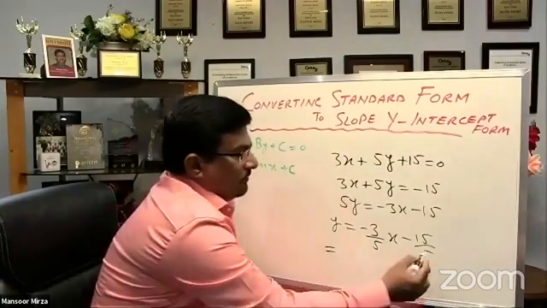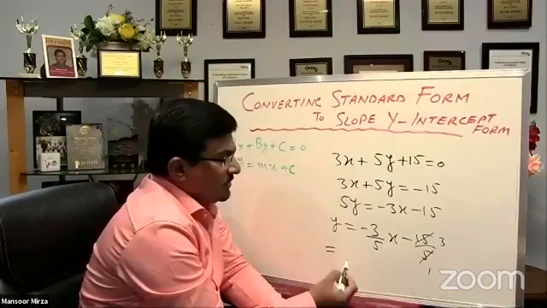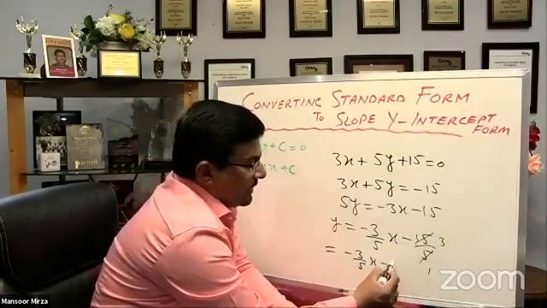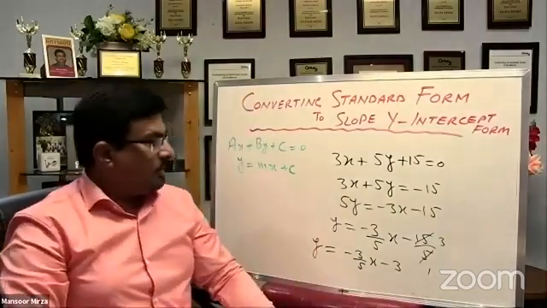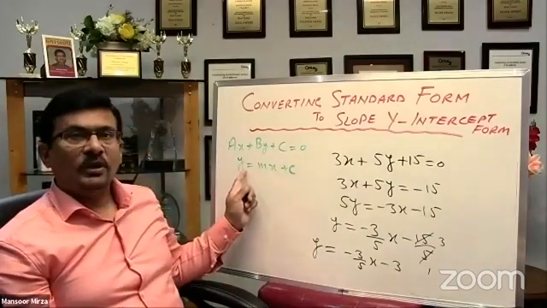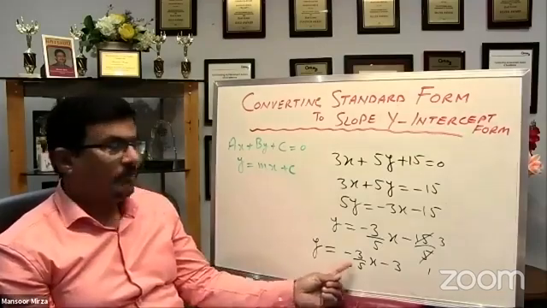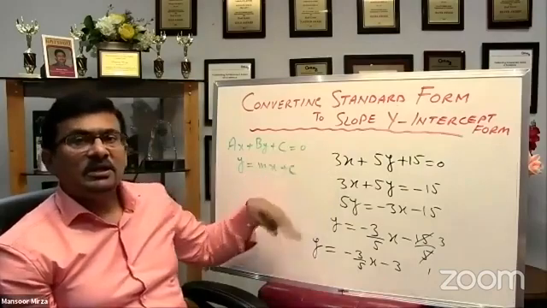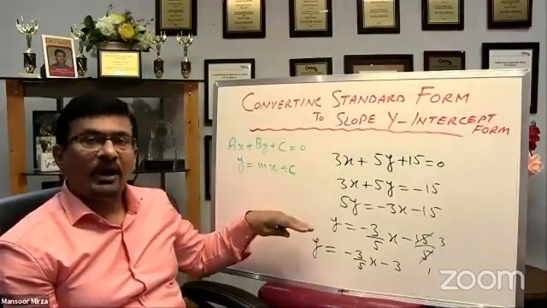And this is how I can cancel this. It will be 3. So either way I can write minus 3 over 5 x minus 3, and here it will be y. So this can now be easily compared with y is equal to mx plus c format, where m is minus 3 by 5 and our c is actually minus 3. So that's how we interchange from our standard form to slope y-intercept form.